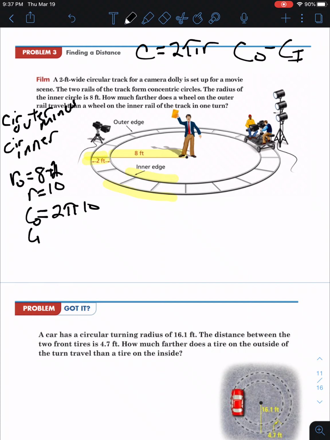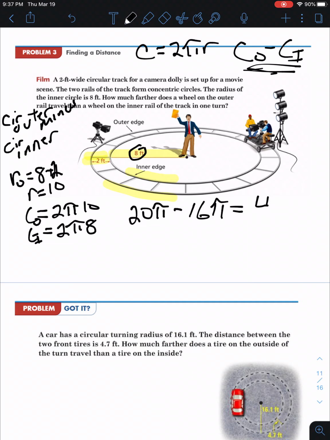The circumference for the inner would be 2 pi, and since our radius is just 8, then it would be 2 pi 8. So the circumference of the outer minus the circumference of the inner would be 20 pi for the outer minus 16 pi for the inner, or 4 pi. My units is in feet. Okay, that doesn't really help us out, 4 pi feet.